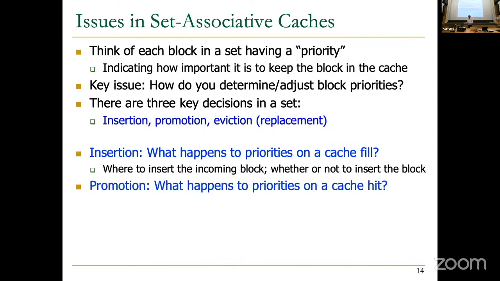Promotion is a decision that you make when you access the cache and you get a cache hit. And then the question is, how do you adjust the priorities of this block that you hit on and all of the other blocks that you didn't touch in the same set, right? Do you change the priority of the block? How do you change it? It's actually not easy, because that cache hit gives you information. That cache hit may be a reinforcement that you're going to access that block again. That depends on the access pattern.